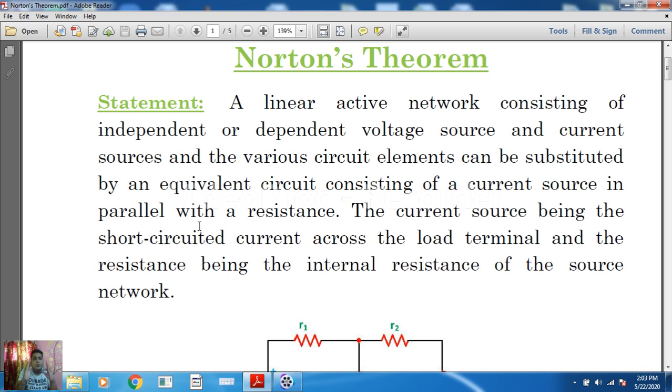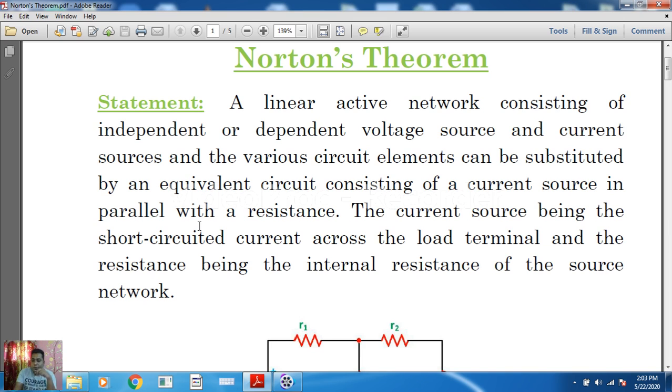In both cases we remove RL. In Thevenin's we make the terminal open, and in Norton's we make the terminal short. Here, as the terminal is open, we get some voltage. In Norton's, as the terminal is short, we get some current. So this is the difference between Thevenin's and Norton's.